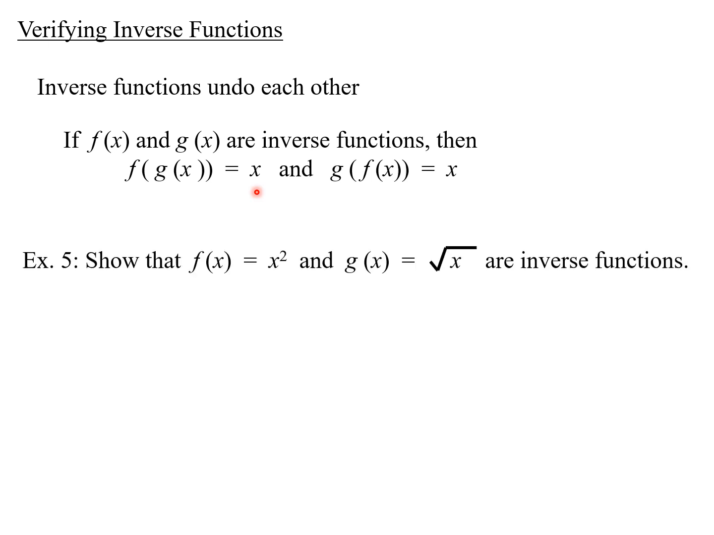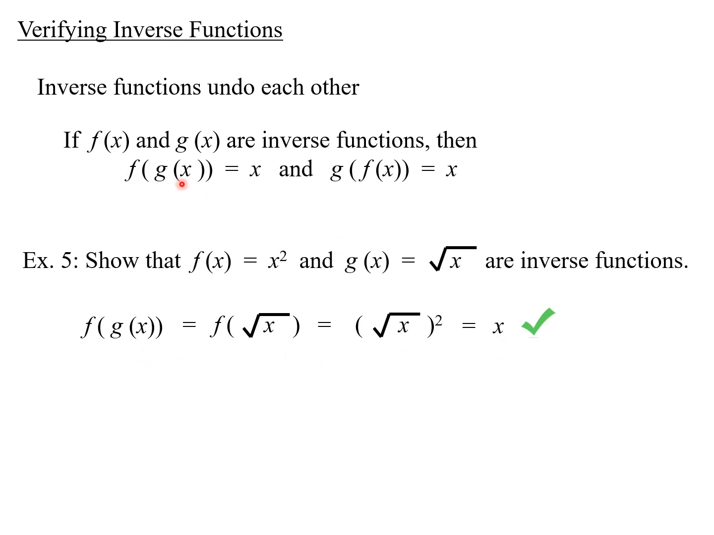So, for example, let's show that the function f of x equals x squared and g of x equals square root of x are inverse functions. To do that, we're going to find f of g of x. f of g of x is going to be f of the square root of x. Anything inside the parentheses, we just square it. The square root of x, squared, is just x. We knew that from math 1 or whatever. So f of g of x is indeed equal to x.